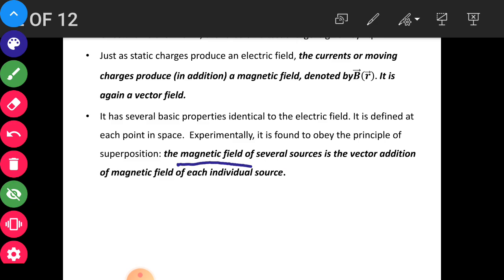The magnetic field of several sources is the vector addition of the magnetic field of each individual source, as with the electric field. If there are many charges, then the electric field is the vector sum of the electric field produced by each and every charge. Similarly, the magnetic field produced by different sources will be the vector sum of the individual magnetic fields produced by each and every source, and that will be the resultant magnetic field at a particular point.